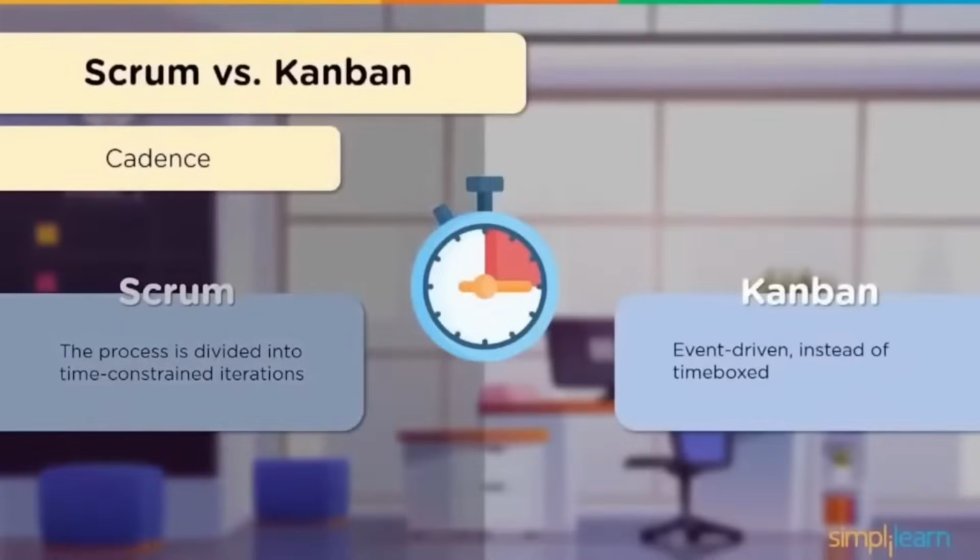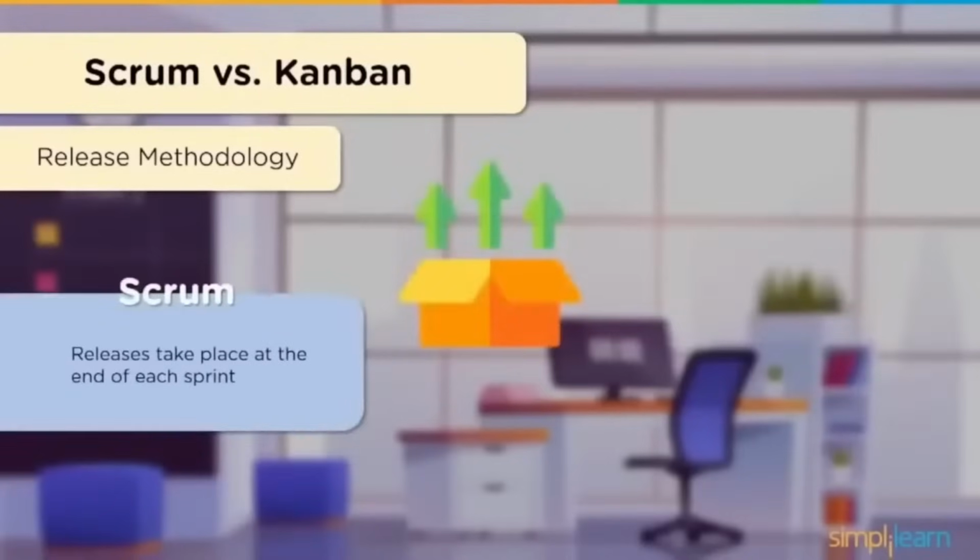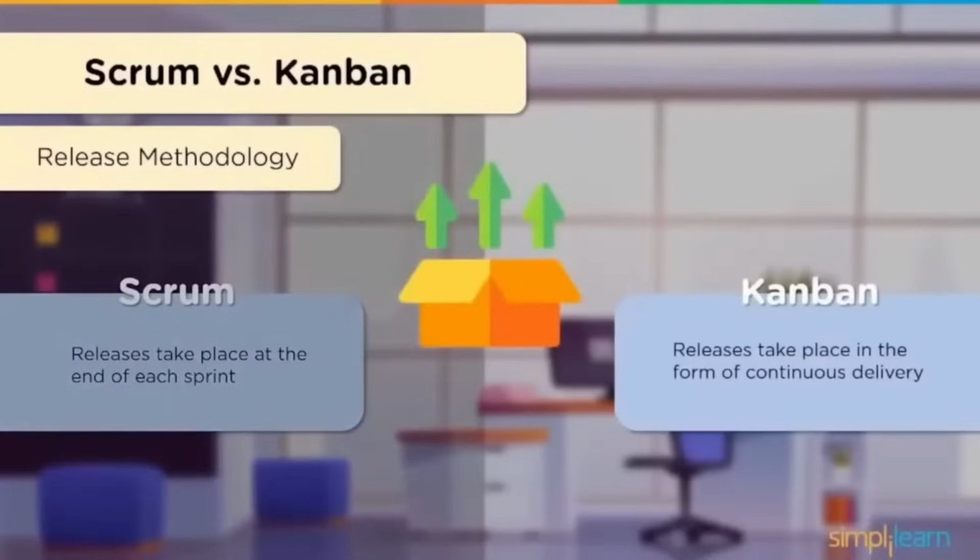The next criteria we're going to have a look at is release methodology. In Scrum, releases take place after each sprint. It usually takes 2 to 4 weeks to complete. For Kanban, releases take place in the form of continuous delivery. They happen in such a way that changes like new features, configuration changes, bug fixes, and experiments get to the users in a safe, quick, and sustainable manner.